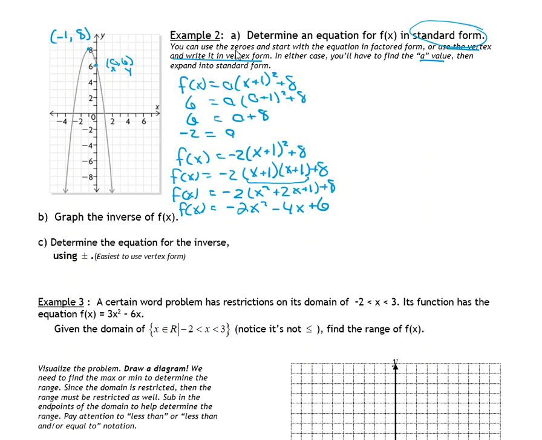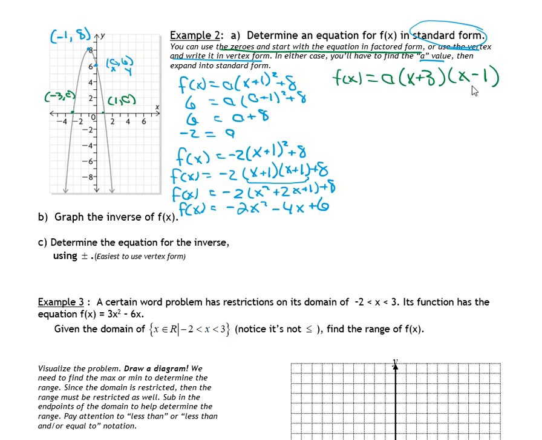And we're going to do it both ways, because the other suggestion is we can use the zeros and start with the equation in factored form. So let's do that. Factored form, looking at the zeros. On the graph, let me label them here. That's a (-3, 0), and this one here I think is (1, 0). So in factored form, again, I don't know my a value. Normally I would not have to do this twice, I'm just showing you how to do it twice. a times (x + 3) times (x - 1).